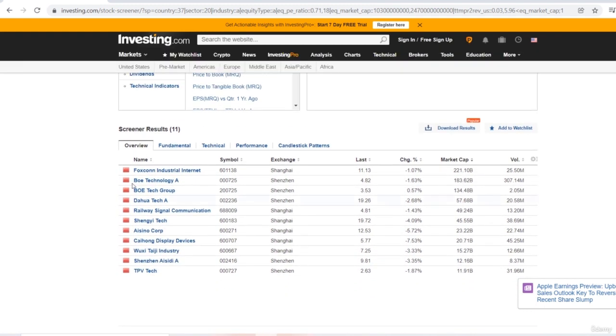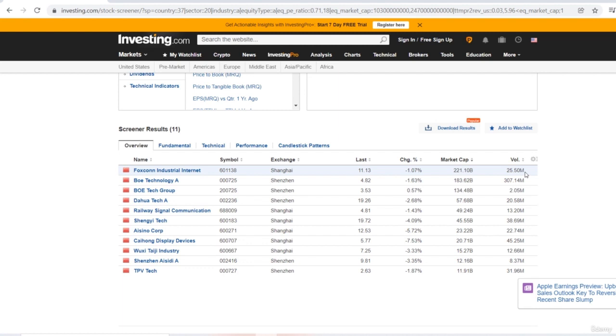We still got that 11, and so this now has reduced this down further to technology companies in China that we can investigate a little bit further. And you can see it's sorted by market cap. So here's some big guys. Oh well, Foxconn. I know Foxconn. So Foxconn's a big company.